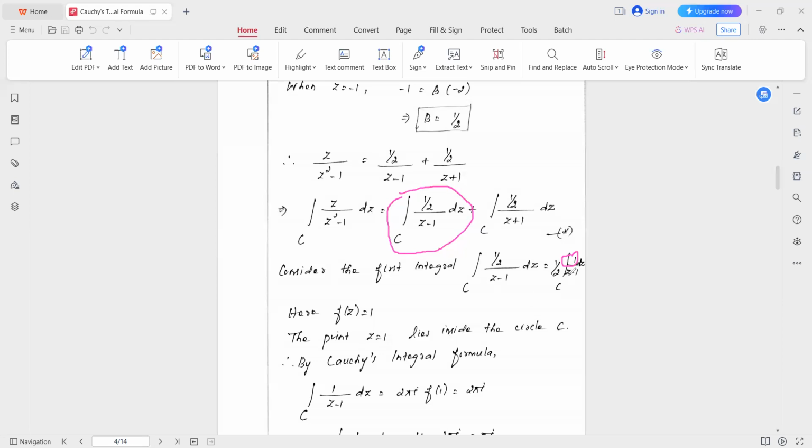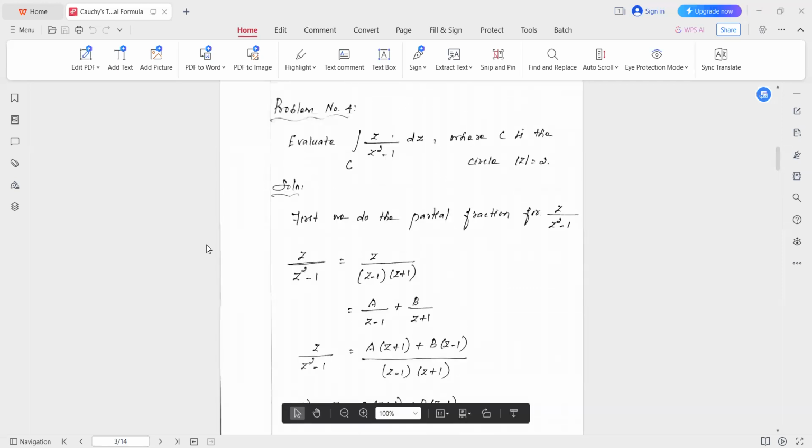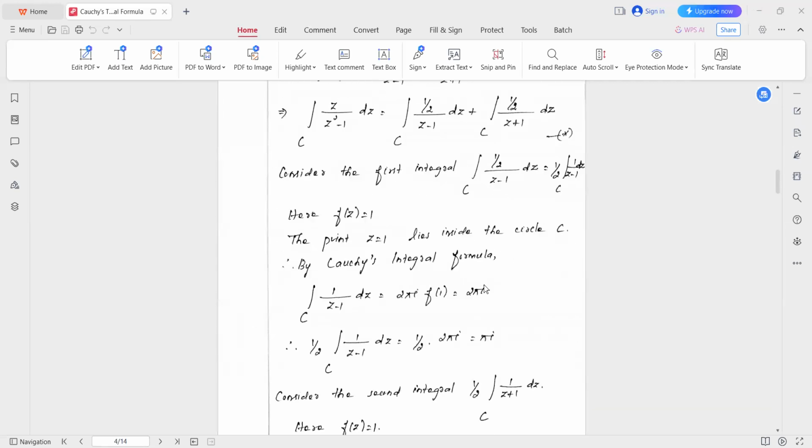So here, at which point does the analyticity fail? At the point 1, the analyticity fails. Now we are going to check whether the point 1 lies inside the circle or outside the circle. What is our circle here? mod z equal to 2. So this is our simple closed curve. Now we are going to check whether the point lies inside or outside. So our circle is modulus of z is equal to 2. How will we check that?